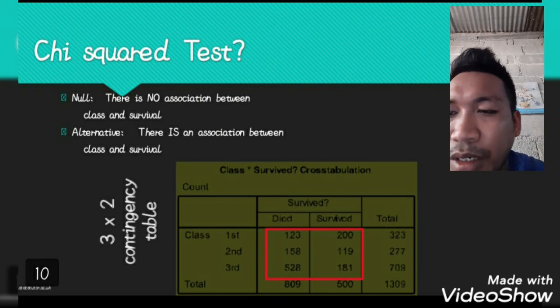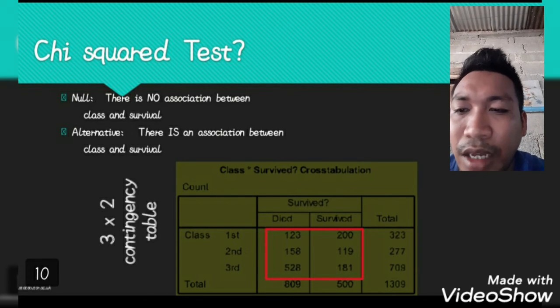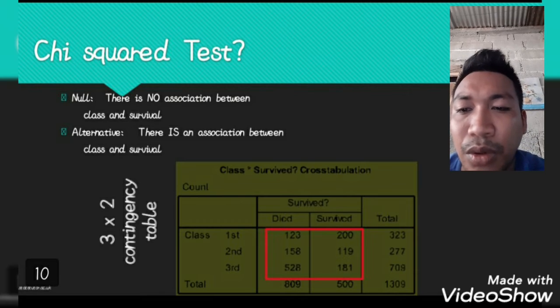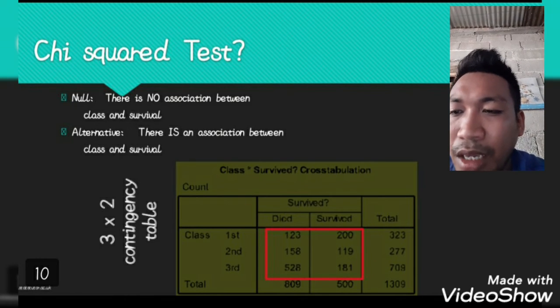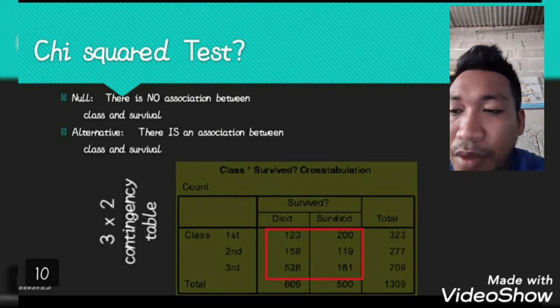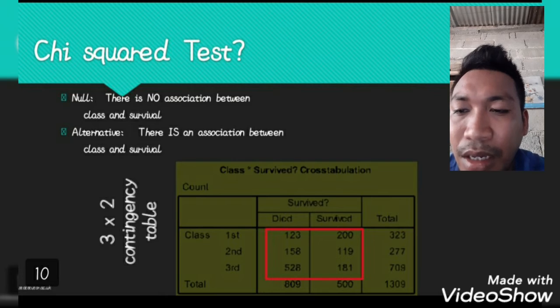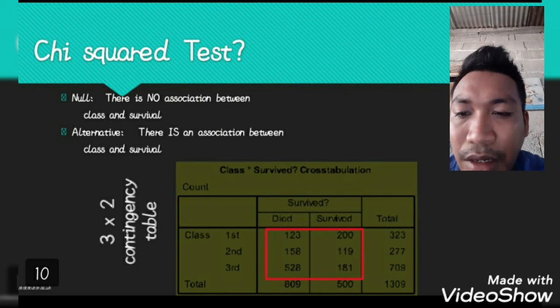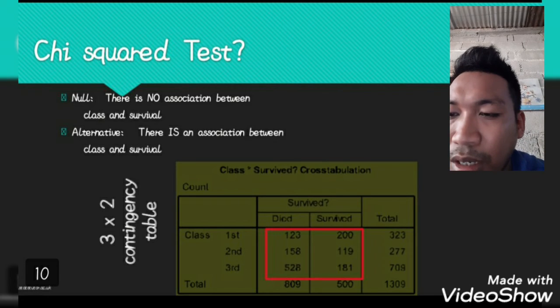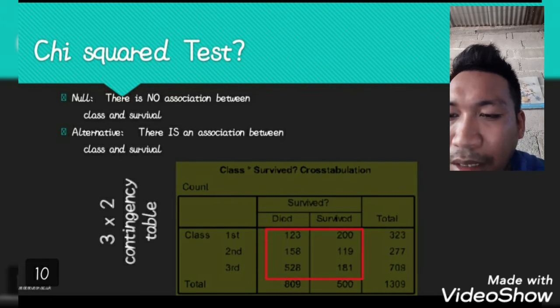So, the chi-squared test is a statistical tool that is used when we want to see if two categorical variables are related. The test statistic for the chi-squared test uses the sum of the squared differences between each pair of observed O and expected values E.